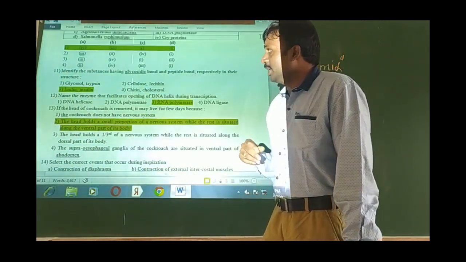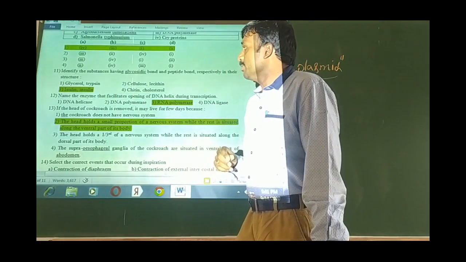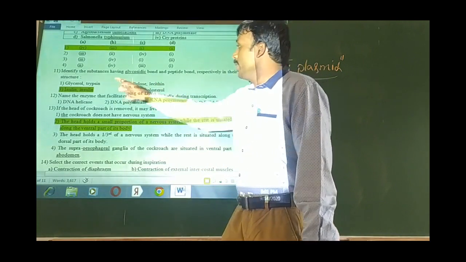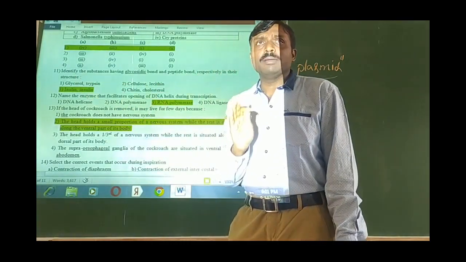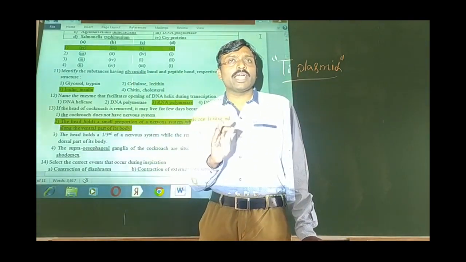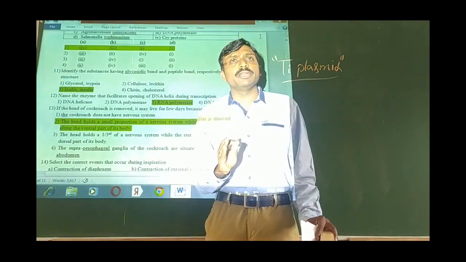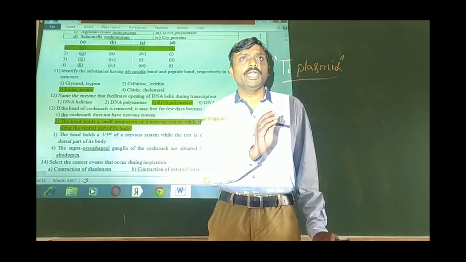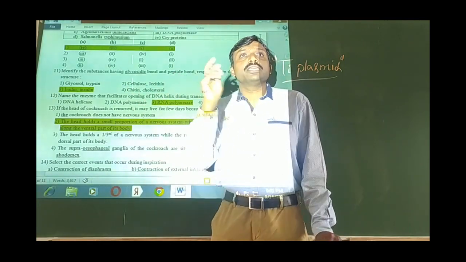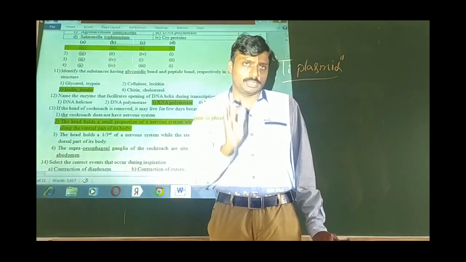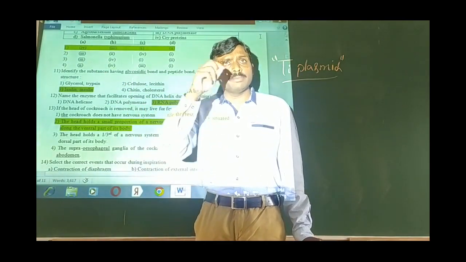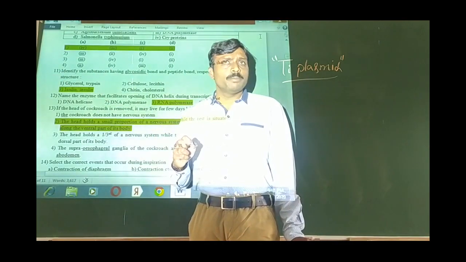Then the next one, 11th question: identify the substances having glycosidic bond and peptide bond respectively in these structures. Remember always one key point: a glycosidic bond is always formed between one sugar and another sugar. A peptide bond is always constructed in the case of proteins. Why do we call a protein a polypeptide? Because many peptide bonds are present in a protein, right?